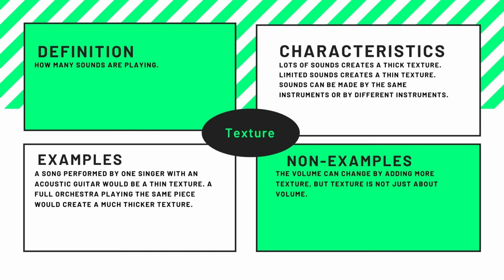Amazing. And let's have a look at what I did. So the definition is how many sounds are playing. Characteristics: lots of sounds create a thick texture, limited sounds create a thin texture, and sounds can be made by the same instruments or by different instruments. Examples: a song performed by one singer with an acoustic guitar would be a really thin texture, and a full orchestra playing the same piece would create a much thicker texture. Non-examples are the volume. The volume can change by adding more texture, but texture is not just about volume, it's about the amount of sounds in the sound.